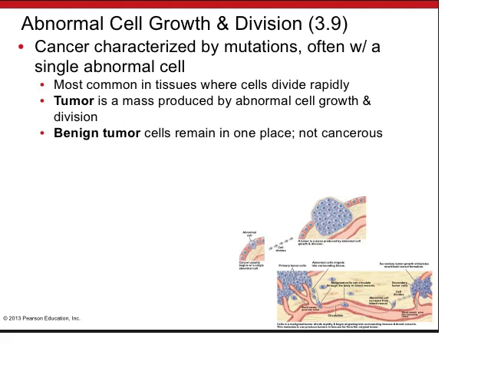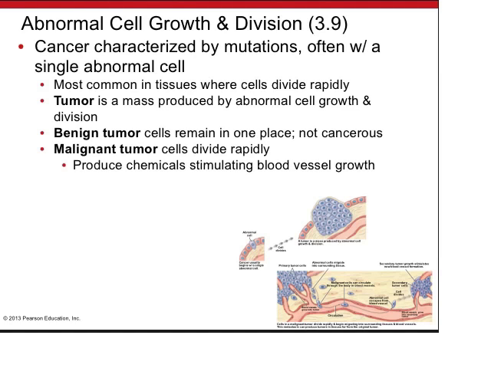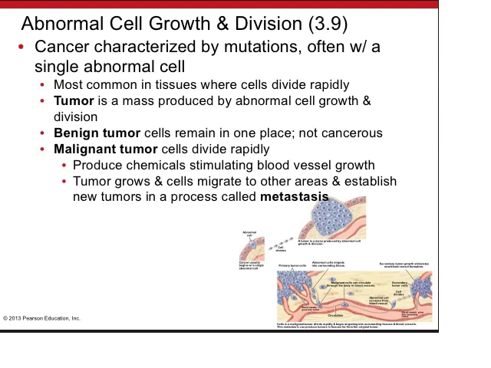The benign tumor mass will remain in one place and not spread throughout the body, while a malignant tumor will divide rapidly and spread. They produce chemicals that stimulate blood vessel growth. This is called angiogenesis, in order to feed the tumor. The tumor grows and the cells migrate to other areas and establish new tumors in a process called metastasis.